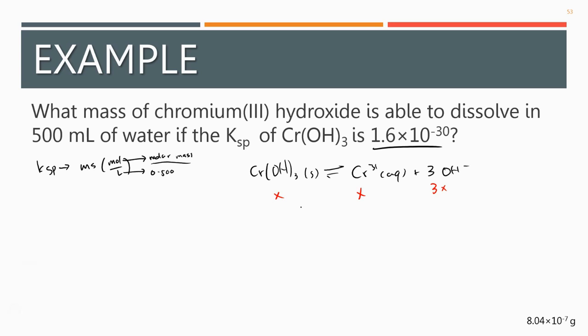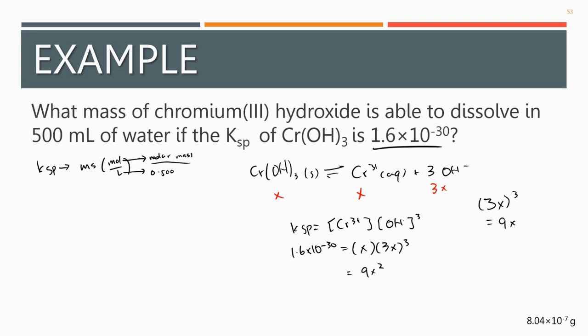So when we write our KSP expression, we get KSP is equal to [Cr3+] multiplied by [OH-] cubed. So we get 1.6 times 10 to the negative 30 is equal to X times (3X) cubed. Guarantee, one person always does this, (3X) cubed. Okay, that's 9X. And then they just go through the operation here. So they go, oh, this is equal to 9X squared. Nope, you're wrong. I will mark you wrong with a vengeance because it irritates me, honestly, at this point, because it's just not paying attention. It's not focusing on what we're doing here.